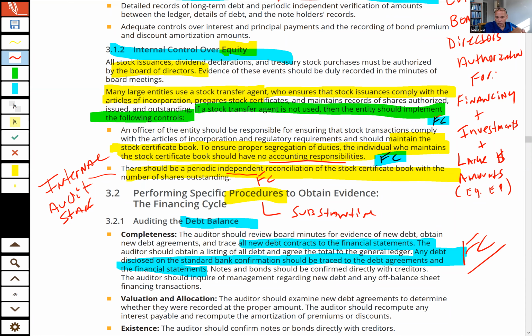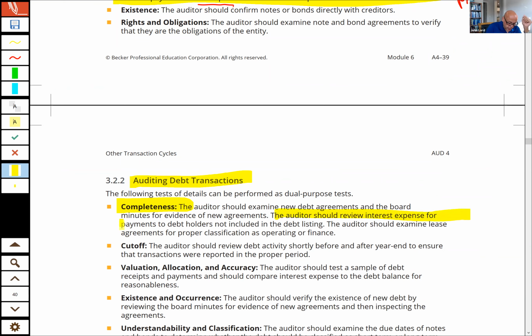Okay, good. Now you come over and we mentioned auditing now debt transactions themselves, not the balance, and just looking at completeness, and look at payments that were made for interest expense to a creditor that then wasn't listed as an outstanding debt.